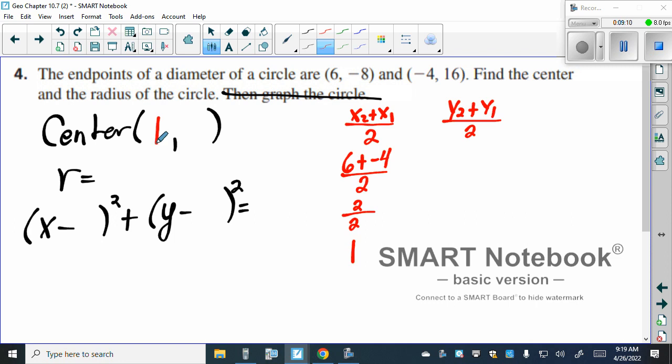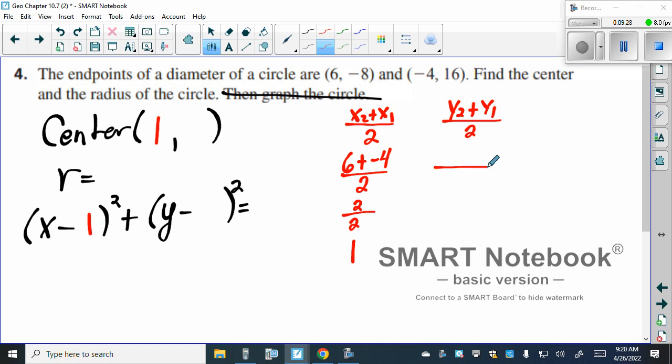Now 6 plus -4 is 2, and 2 divided by 2 is 1, so the x value of the center is 1, which means down here we're going to have (x - 1) squared. And the nice thing with this is if it had turned out to be, say, -1, it's very easy to change the subtraction sign into an addition sign. We just have to put a line.